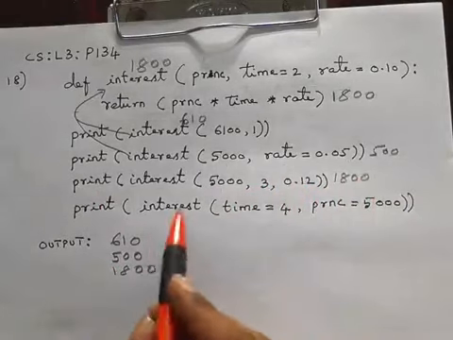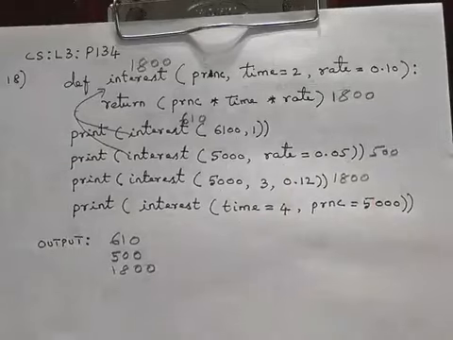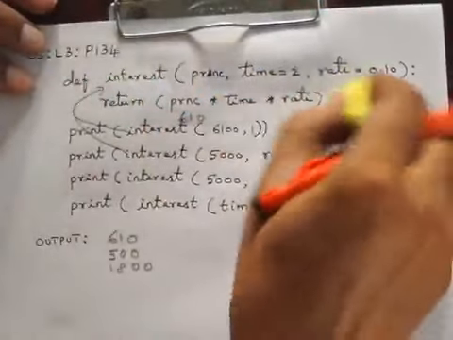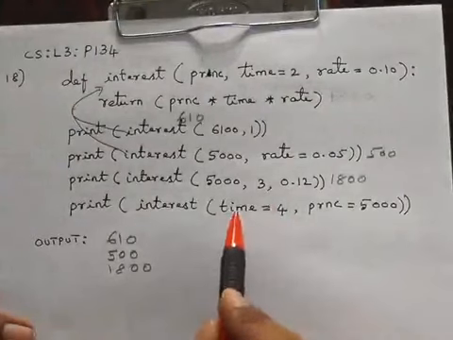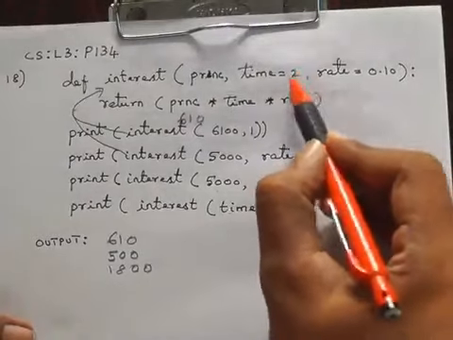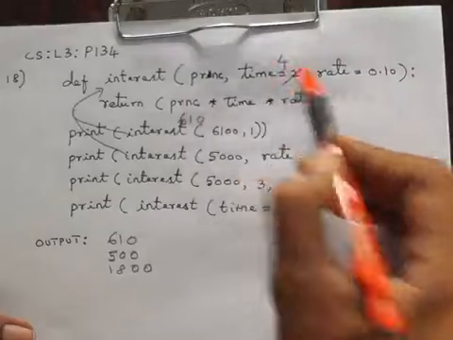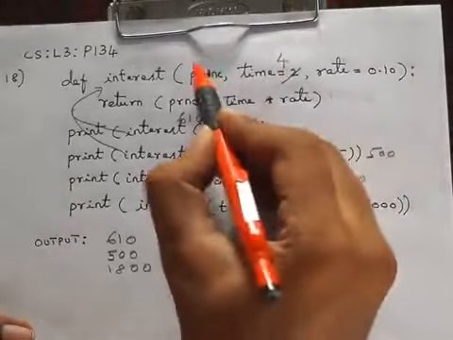And next we are going for the next function. Before that I can erase this one. Time equal to 4. We will go and search the time argument. So this 2 value will be cancelled, and now the value of time is 4, and the principal value is 5000. So here 5000.